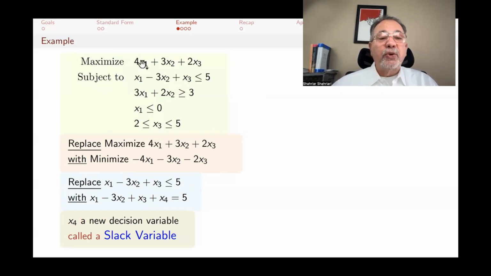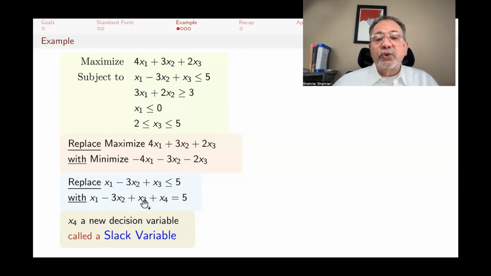If you solve this original problem and found values for x1, x2, and x3 that would satisfy x1 minus 3x2 plus x3 less than or equal to 5, then x1 minus 3x2 plus x3 would be a number less than or equal to 5. And whatever it is, you could add something to it and make it 5. So if this was 4, then x4 would be 1. If this was 5, then x4 would be 0. And as long as you make x4 greater or equal to 0, then the converse is also true.